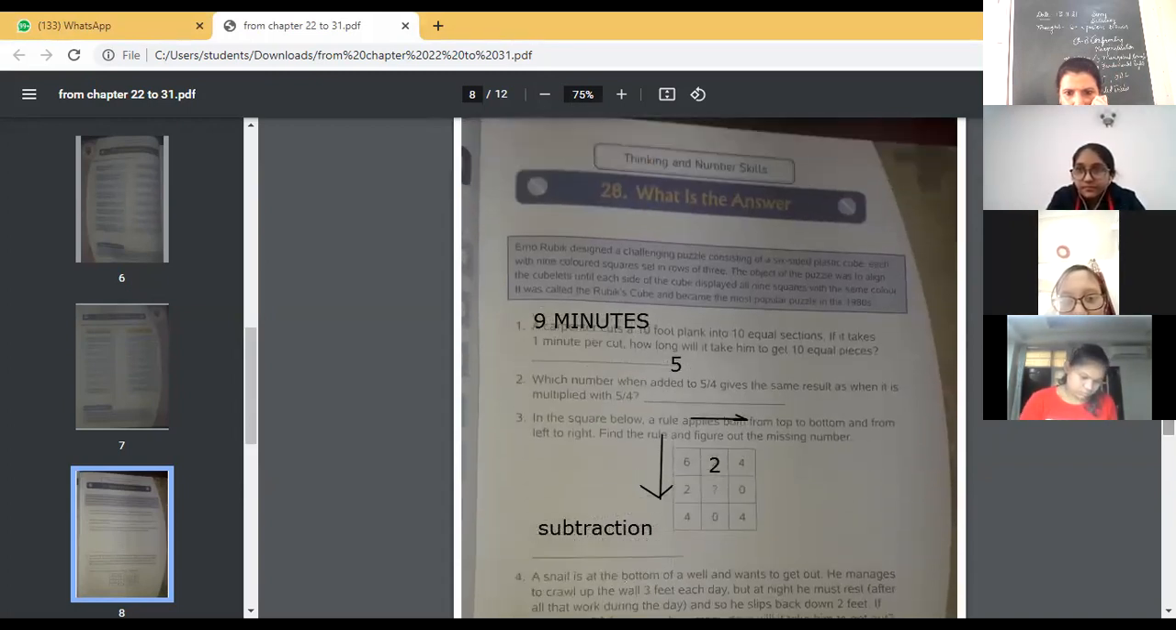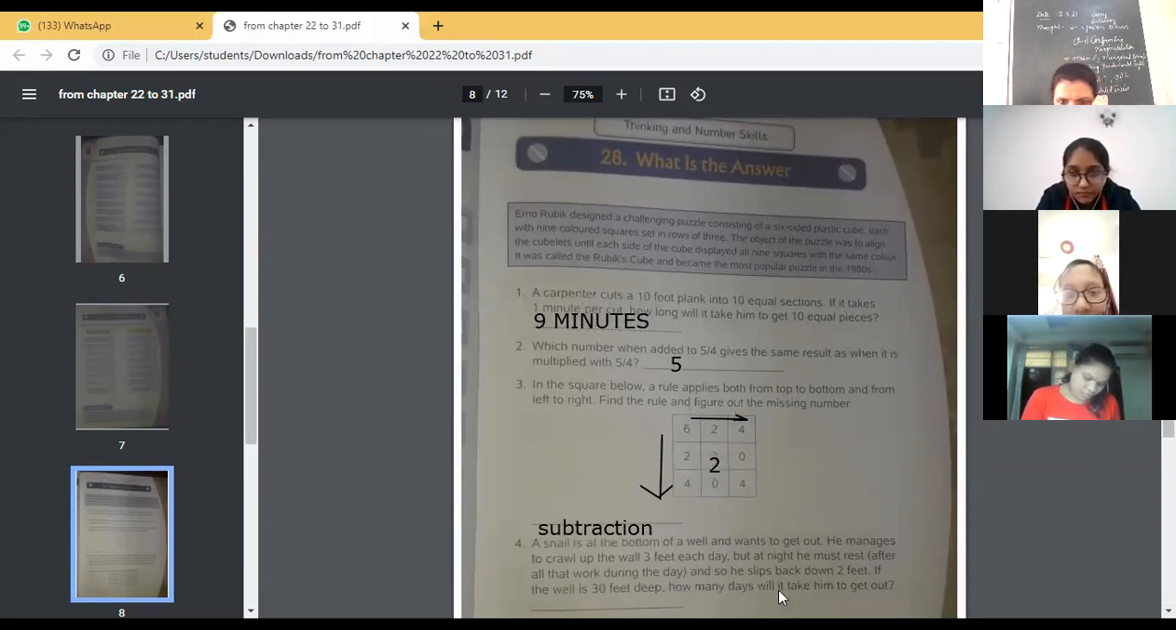A snail is at the bottom of a well and wants to get out. He manages to crawl up the wall 3 feet each day, but at night he must rest, so he slips back down 2 feet. If the well is 30 feet deep, how many days will it take to get out? I hope you have understood. The well is 30 feet deep. During the day, she moves 3 steps forward, but at night, she comes 2 steps back.